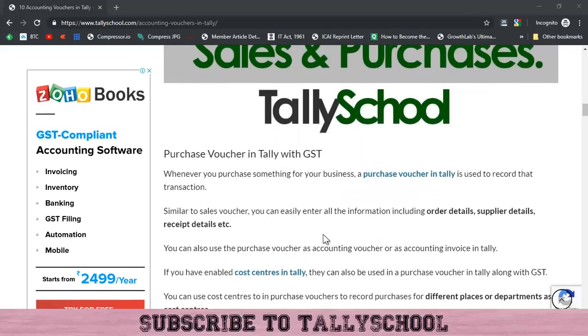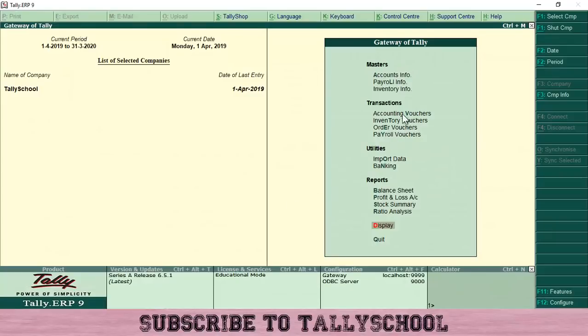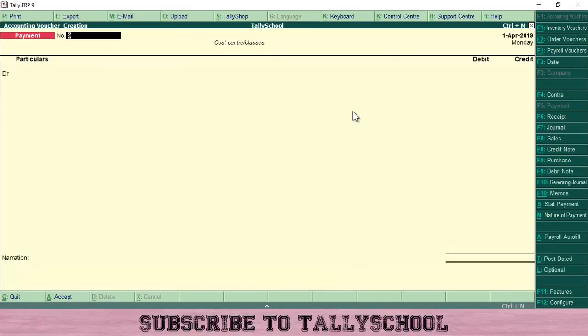Your second accounting voucher is the purchase voucher. So let's go into Tally and let me show you where they are located. I am in Tally, then click on accounting vouchers from the Gateway of Tally, and you will be in the accounting voucher creation screen. Now you will see the voucher that you last entered. I last entered a payment voucher, so I'm seeing the payment voucher window.